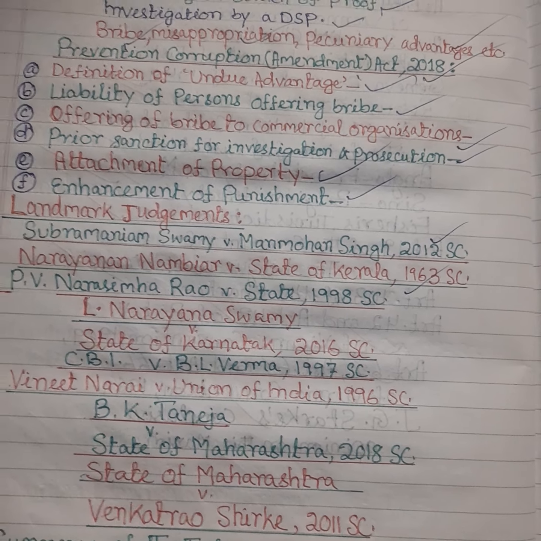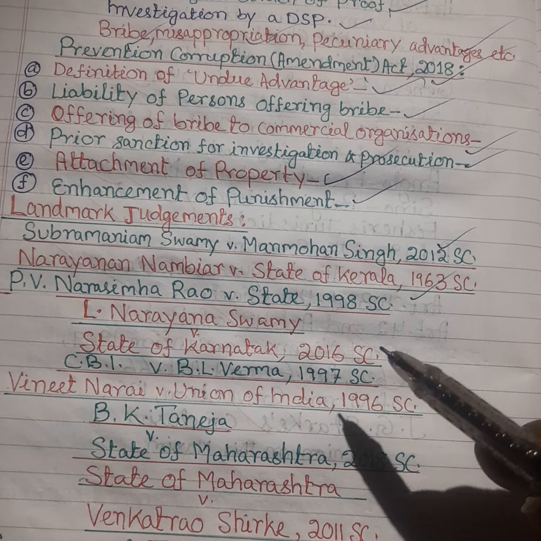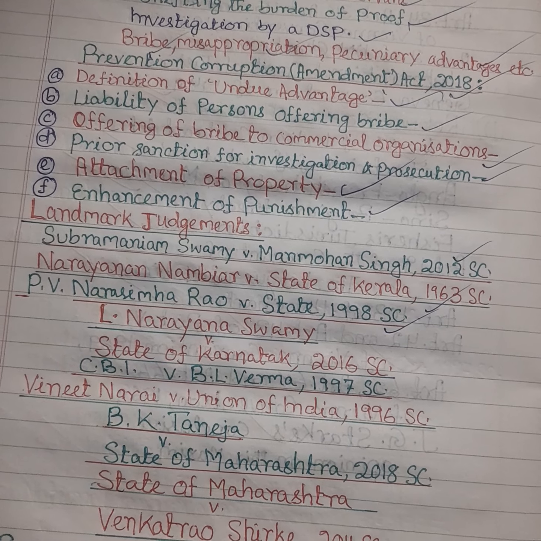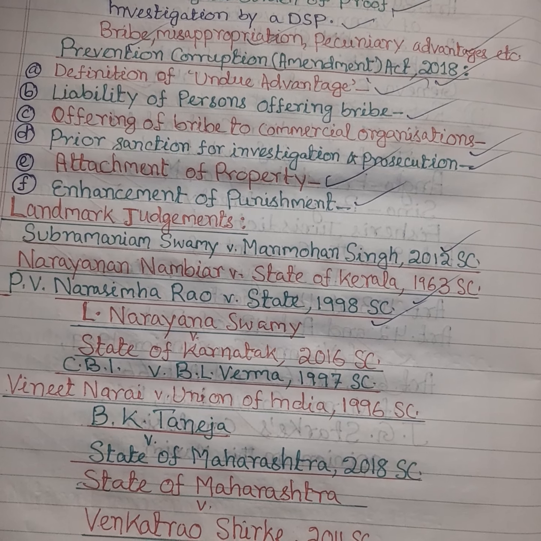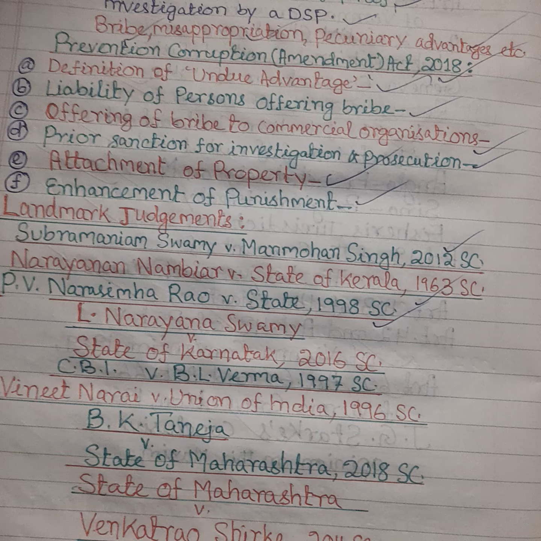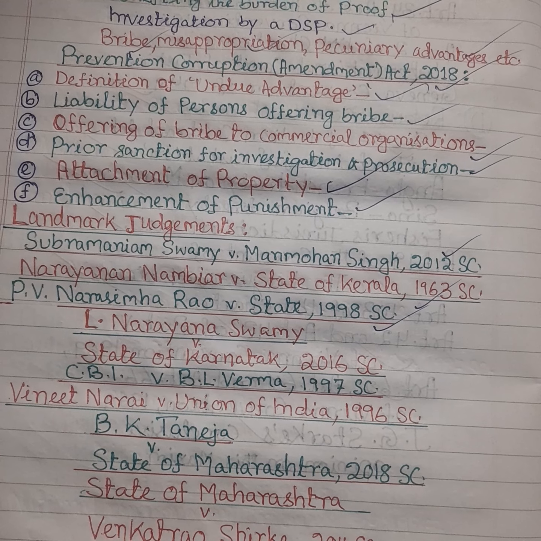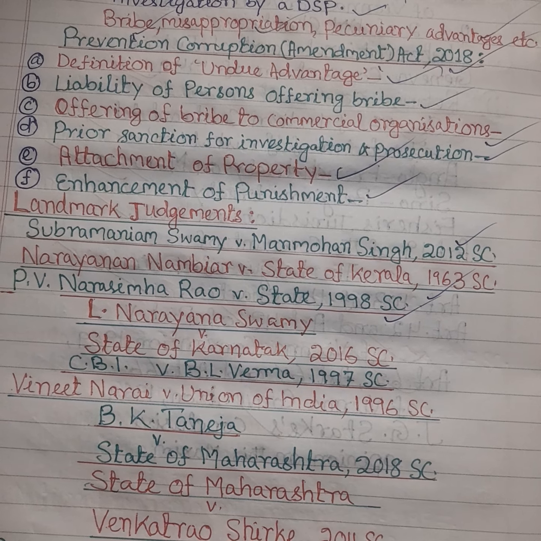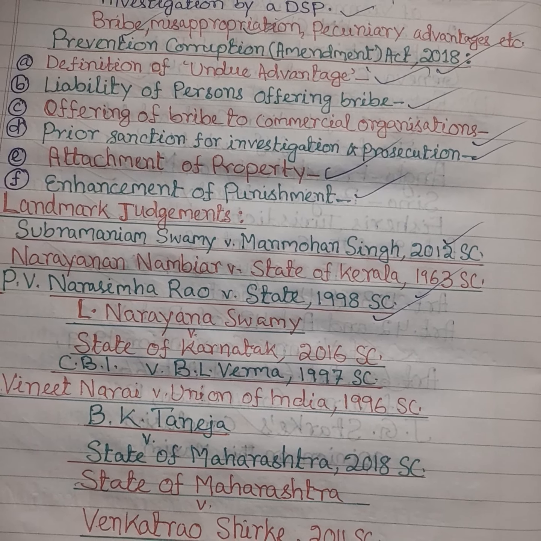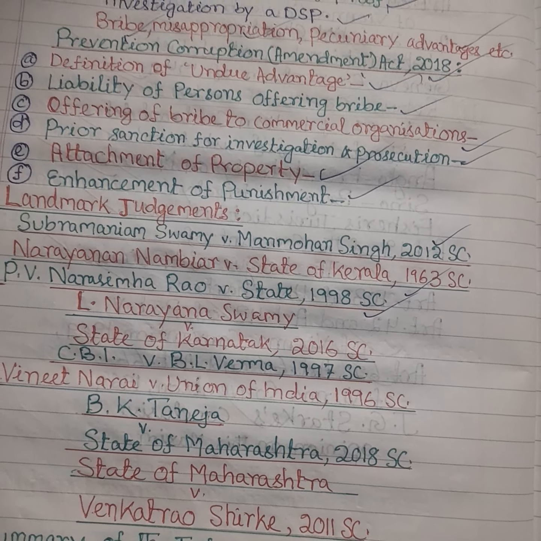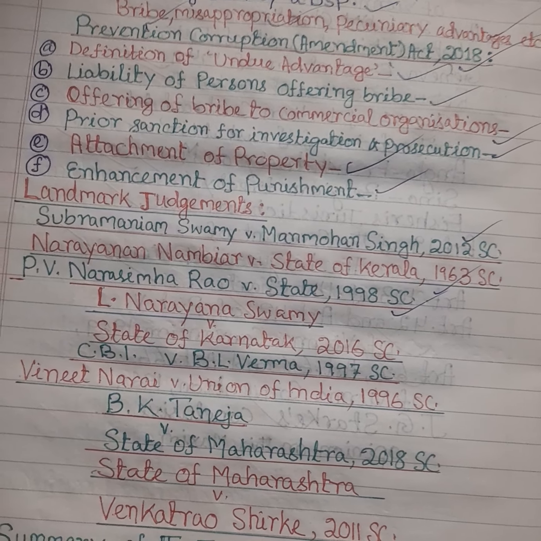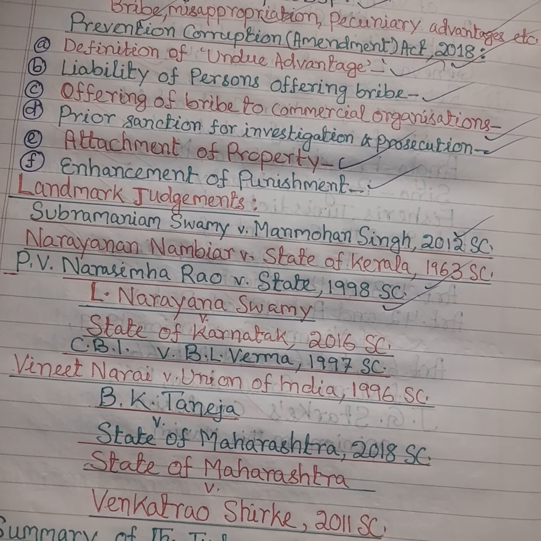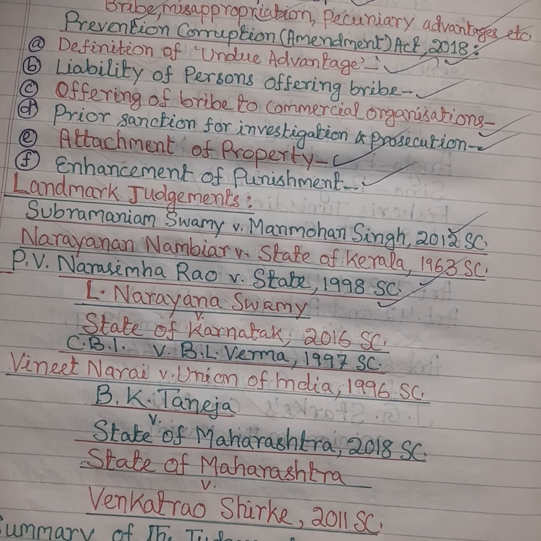And now we discuss another important landmark judgment, P.V. Narasimha Rao versus State in 1998. The former Prime Minister P.V. Narasimha Rao was accused of corruption in the infamous JMM bribery case. The Supreme Court held that members of Parliament were public servants under the Prevention of Corruption Act, thus broadening the application of the Act to include elected representatives. This judgment was crucial in ensuring that legislators are also held accountable under anti-corruption laws.